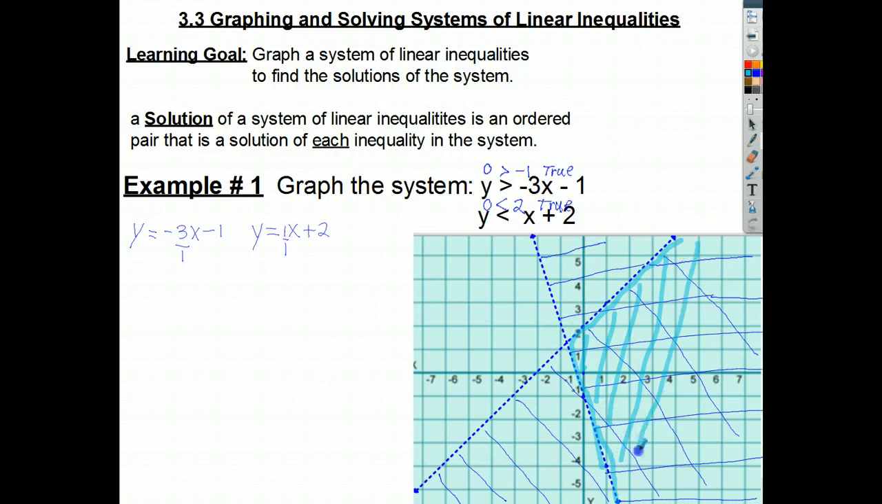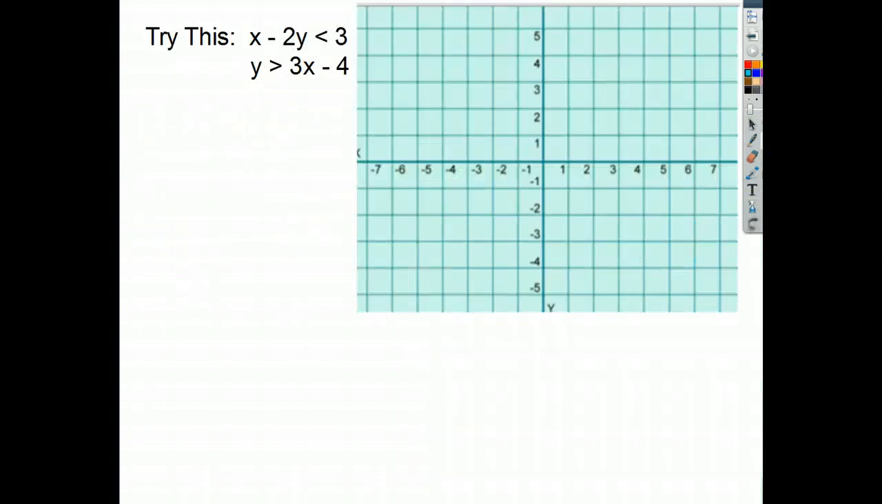So we found the double shaded area. It's double shaded because there's how many inequalities in this system? There's 2. So any point that falls in this region is part of both solution sets, thereby making it the solution to the system. Okay? All right, let's give a try to one for you. I'll go ahead and pause the video and let you do this one.